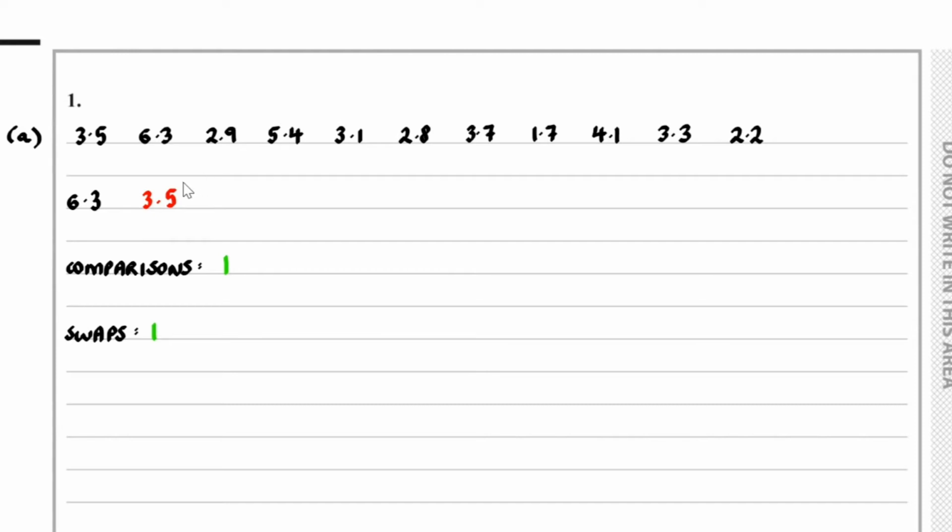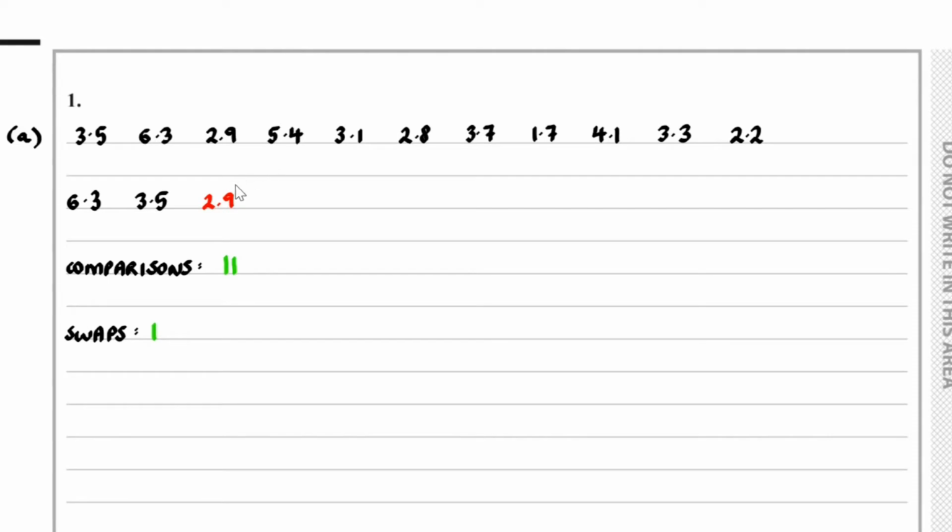And now we compare the 3.5 with the 2.9. So now we have two comparisons. Do they need swapping? No, they don't. So we can leave the 3.5 here. And temporarily, the 2.9 will go here.